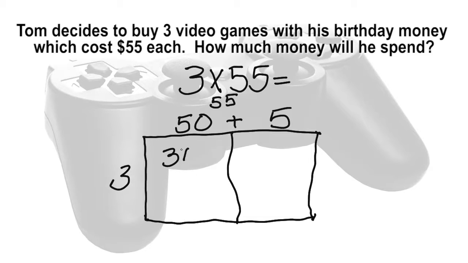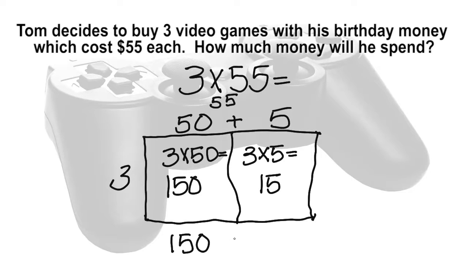Let's do the calculations. 3 times 50 equals 150, and 3 times 5 equals 15. So our answer is 150 plus 15, which equals 165. Tom will spend $165 for his video games.